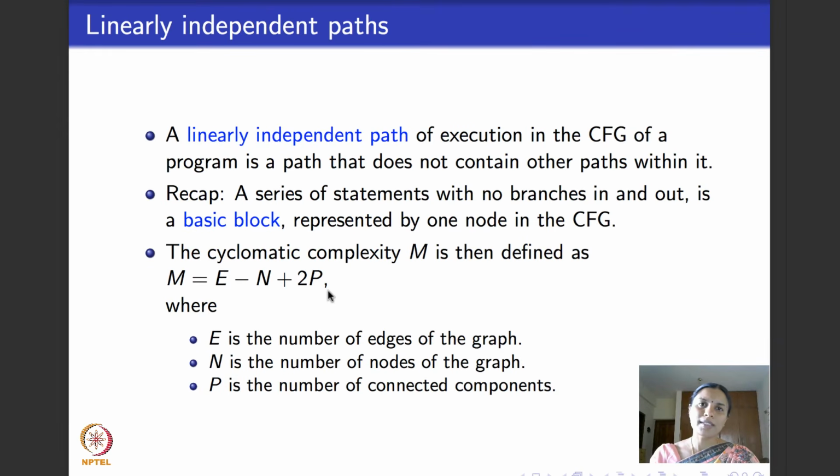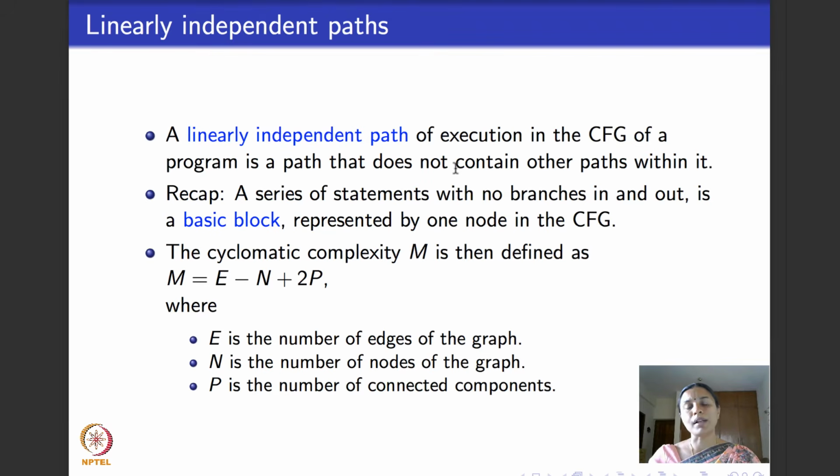Cyclomatic complexity, as I told you, deals with the number of linearly independent paths. So we first need to understand what a linearly independent path is. It's a path that does not come as a subpath of any other path. You take the control flow graph, or the CFG, of a program, and there'll be several paths in the graph. A linearly independent path is similar to prime paths.